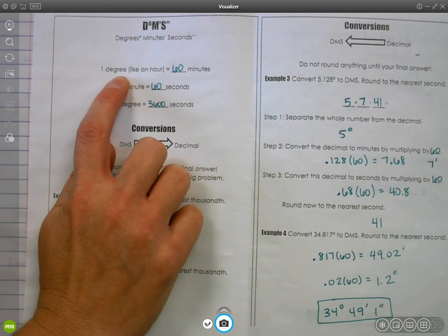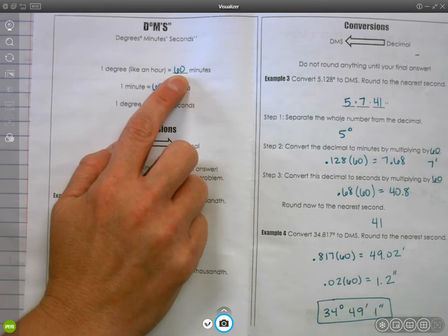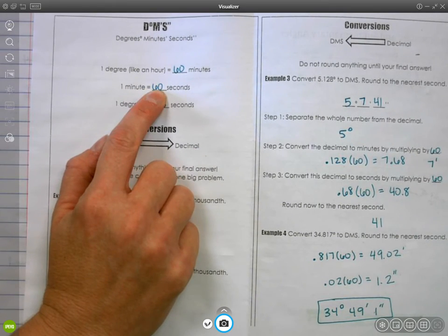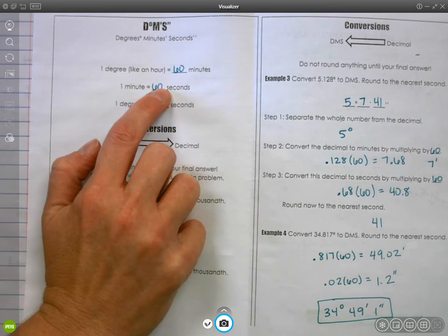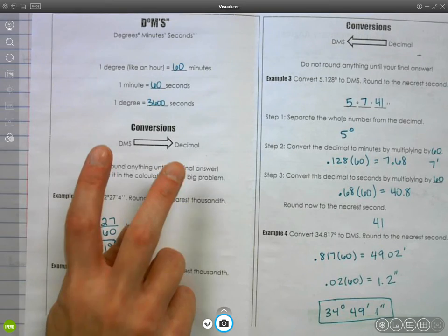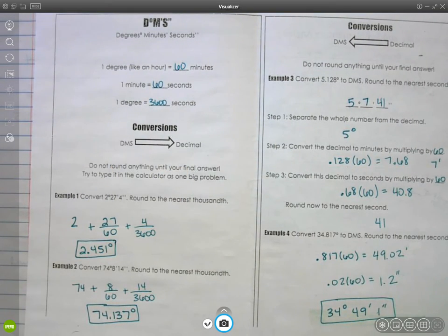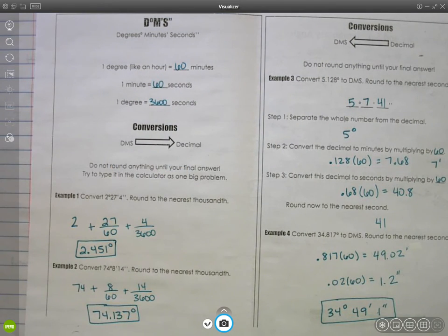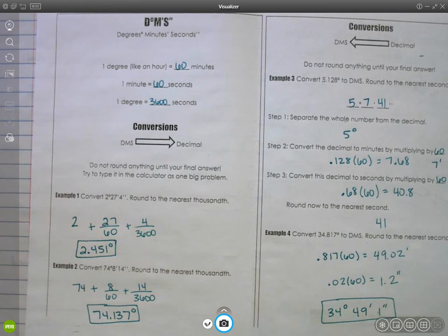All right, so a degree, like an hour, has 60 minutes. A minute has 60 seconds. And so that means a degree has 60 times 60, so 3,600 seconds. So when you're going from degrees, minutes, seconds to decimal degrees, make sure you don't round. Try to type everything in the calculator at one time. It makes you more precise.